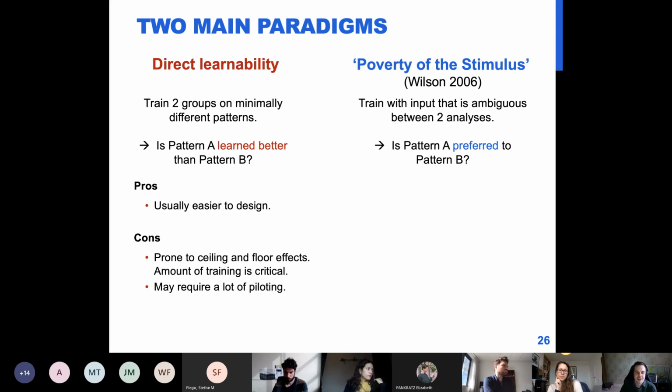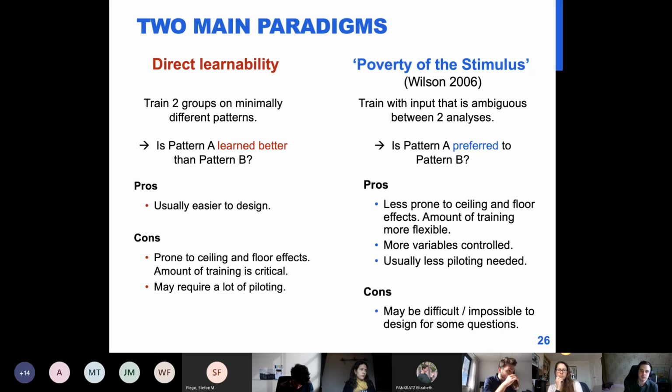So in that case, the amount of training is critical because you really have to find the perfect amount of training, if there is a difference, to get it to where the easier one is learned well and the less easy one is not learned quite as well. If you give them too little training, then they learn neither of them. If you give them too much training, they learn both of them. So it makes it kind of difficult to find that perfect amount of training. So these kinds of studies may require a lot of piloting to really feel confident that you have the right answer.